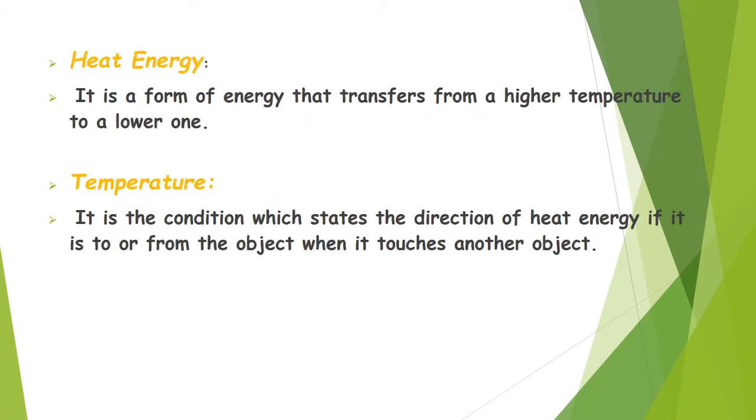Okay, what is meant by heat energy? Again, it's a form of energy that transfers from a higher temperature object to a lower one. And what is meant by temperature? It's a condition which states the direction of heat energy, whether it is to or from the object, when it touches another object. So we have two definitions, heat energy and temperature. Heat energy is a form of energy. Temperature is a condition which states the direction of heat energy from or to the object when it touches another object.